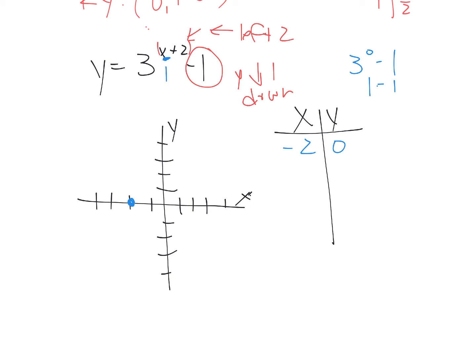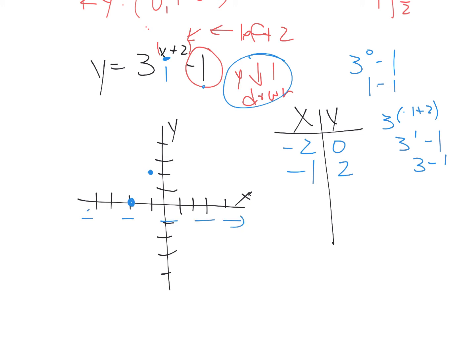Then what can I put here to make this value 1, right? To make this value 1, well, I can put a -1. Because that becomes 3 to the power of -1 plus 2. That becomes 3 to the power of 1 minus 1. So this is 3 minus 1, which is 2. So -1, 2. And then this moved my y value down 1. So now my asymptote is here at y equals -1.